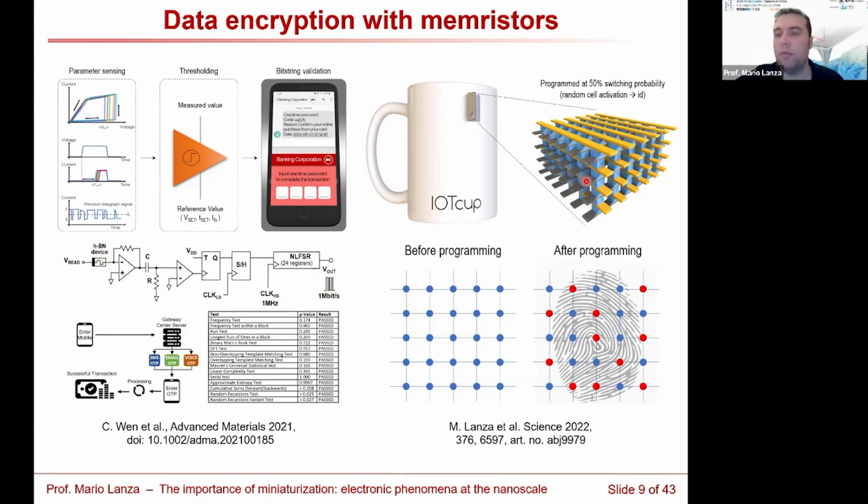But also, if we have a large population of resistive switching devices, and we apply one stress so that 50% of these devices will switch, then we will not know which devices are going to switch, because again, this depends on the atomic structure of the devices. So we will have random changes, and these changes can be used as a fingerprint, as a physical unclonable function for this device.